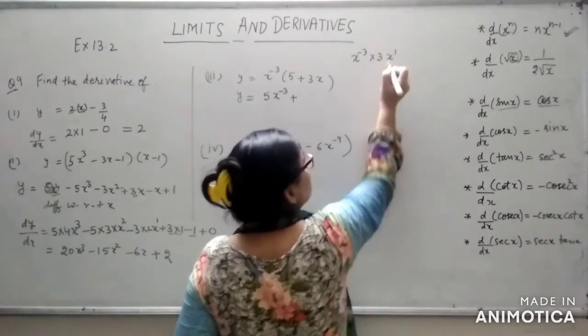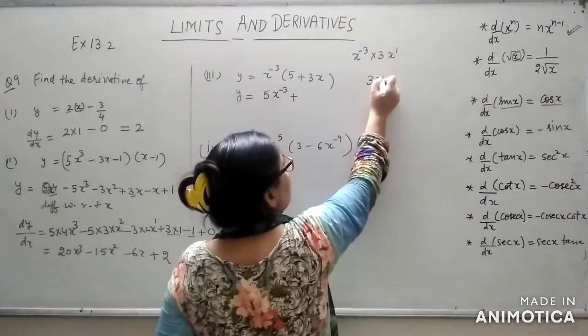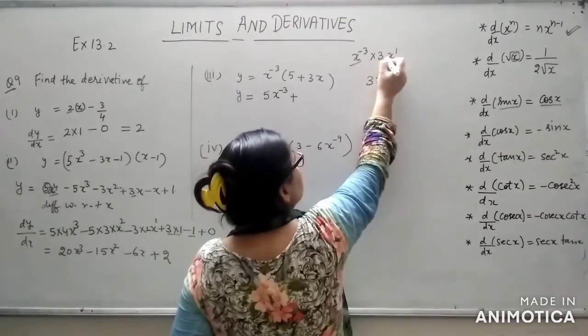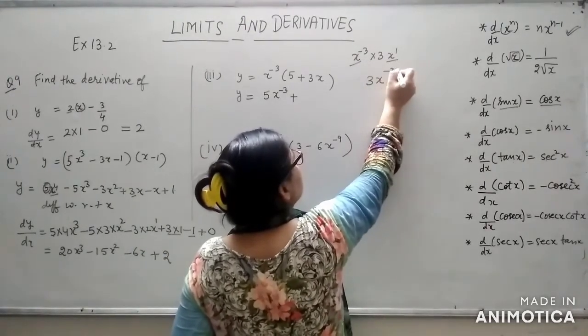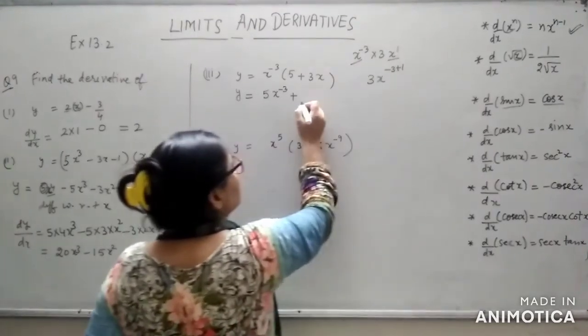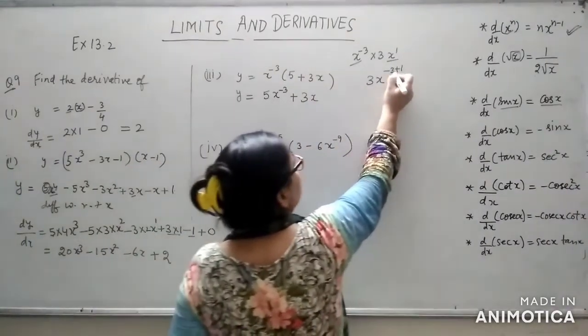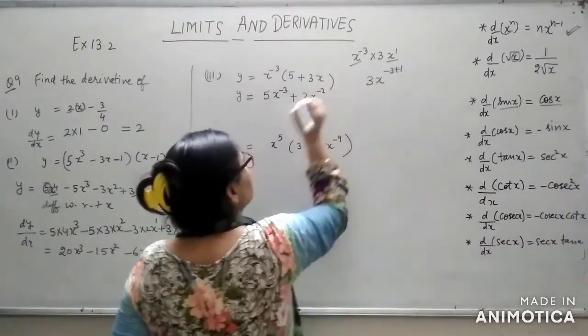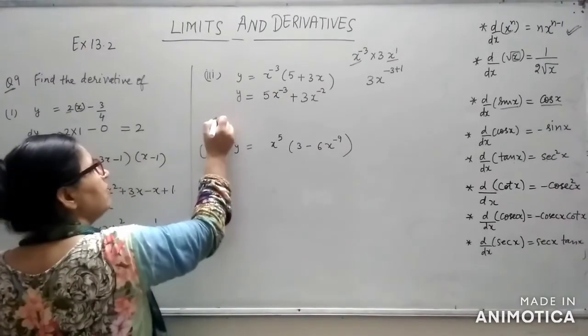So 3x means 3x raised to power 1. 3 will come here as it is, x raised to power minus 3, x raised to power 1 means minus 3 plus 1. So it would be written 3x raised to power minus 3 plus 1, minus 2. Now after multiplication I will take the derivative.